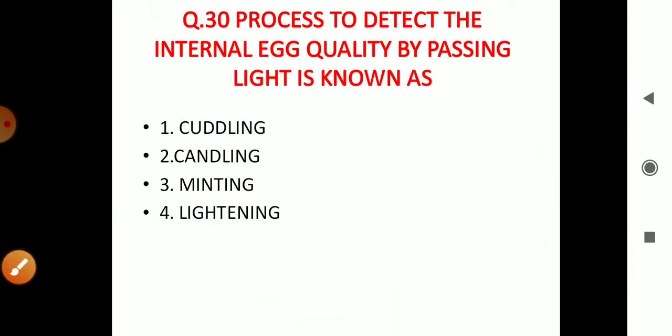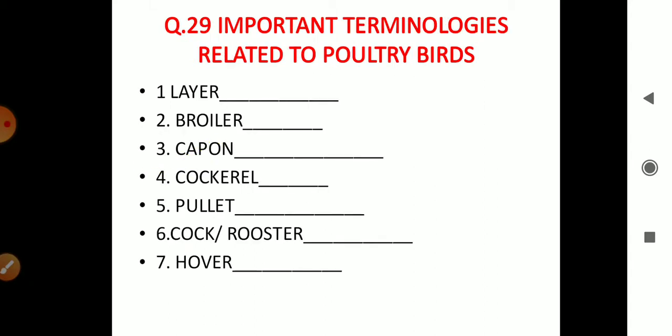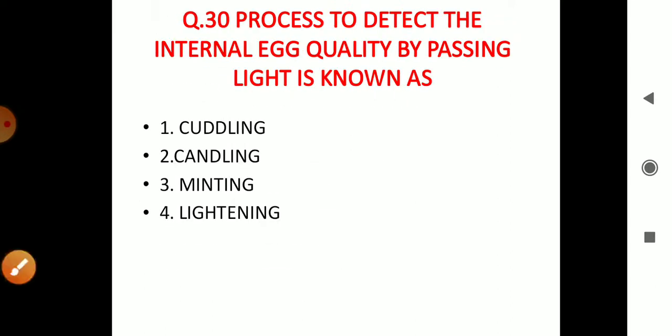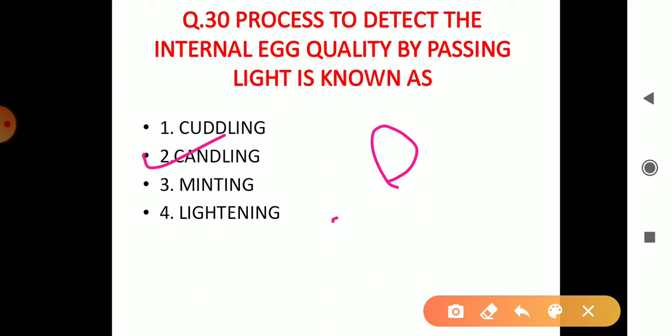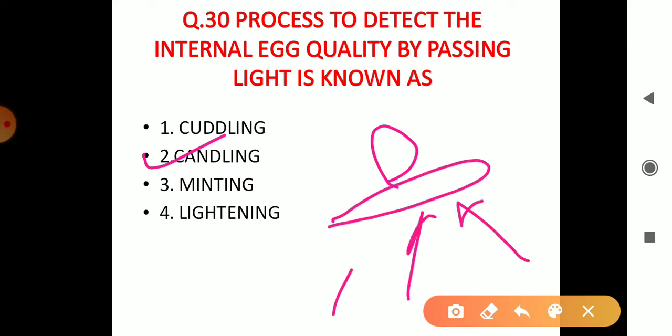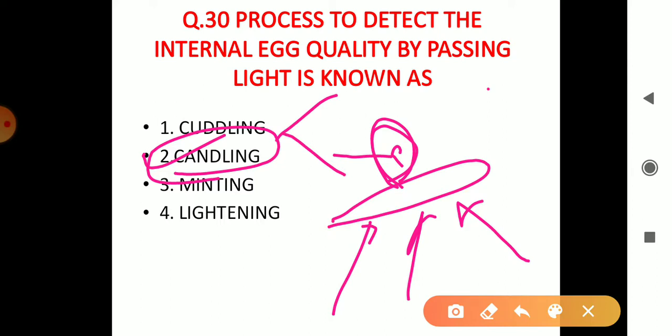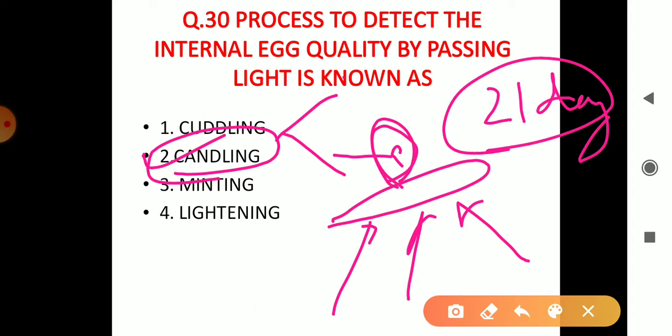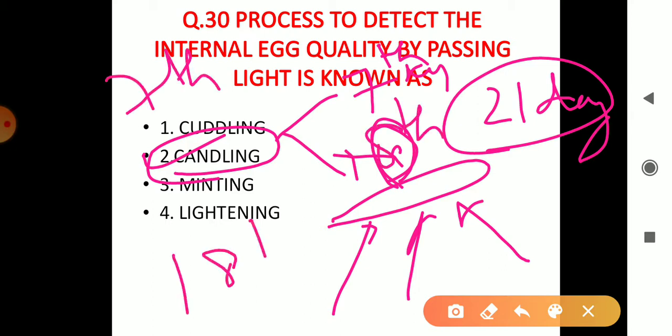Coming to the next question, the process to detect the internal egg quality by passing light is known as candling. It's a very important process. Here the egg is placed on a tray and continuous light is passed, and we see the internal content, such as a blood spot or a dead fetus. In the 21 days of incubation and hatching, candling is done on the 7th day and another on the 18th day. You just remember.